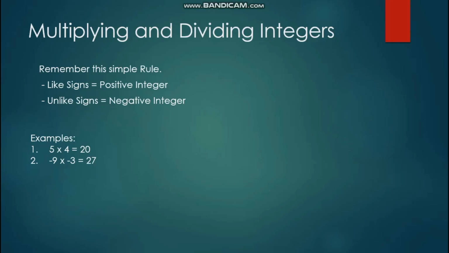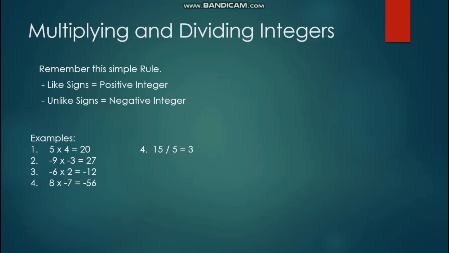Negative 9 times negative 3. Since both are negative signs, our product here is positive 27. Negative 6 times 2. And since our two integers have unlike signs, our product here is negative 12. 8 times negative 7. Again, unlike signs, so our product here is negative 56.